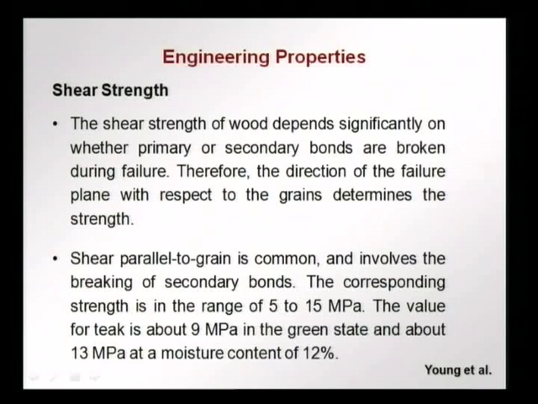Shear parallel to grain is common, because a lot of times we are loading along the direction of the grains, and this involves breaking of the secondary bonds, because we are shearing one cell wall against another, and these cell walls are bonded primarily by van der Waals and hydrogen bonds. The corresponding strength is in the range of 5 to 15 megapascals. In the case of teak, it is about 9 megapascals in the green state and about 13 megapascals when the moisture content is about 12%. Now, this is parallel to the grain.